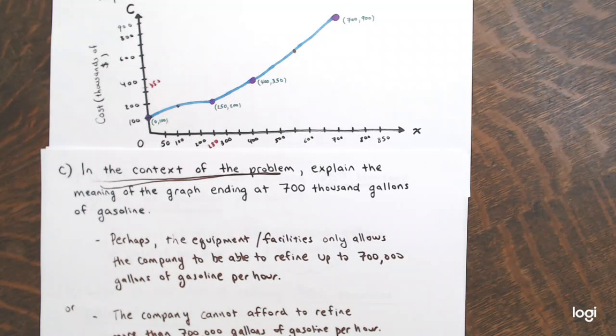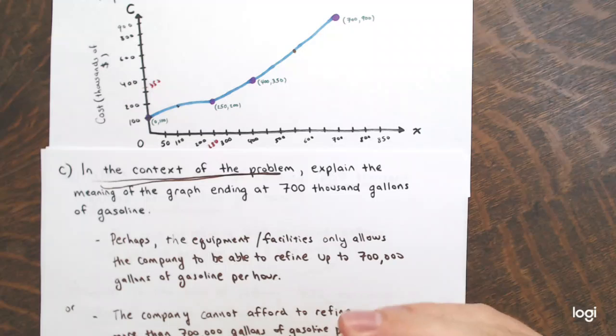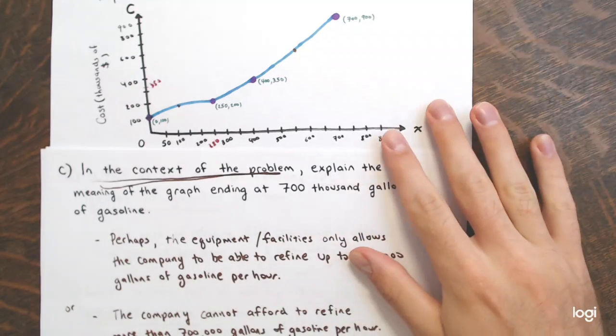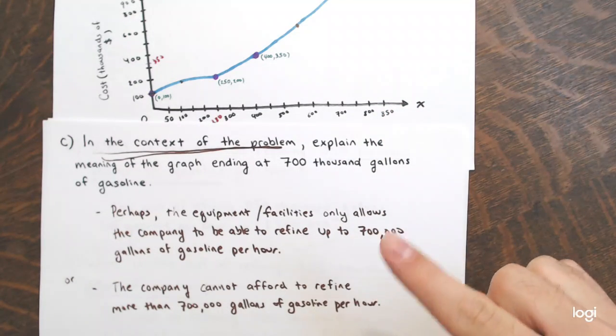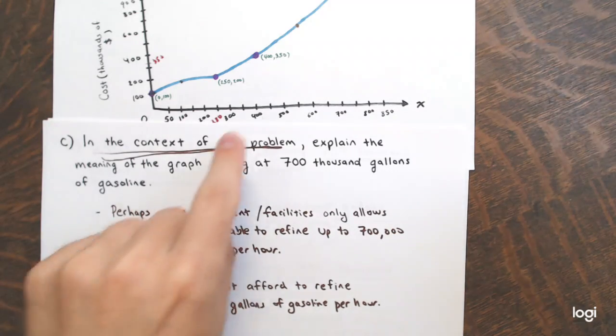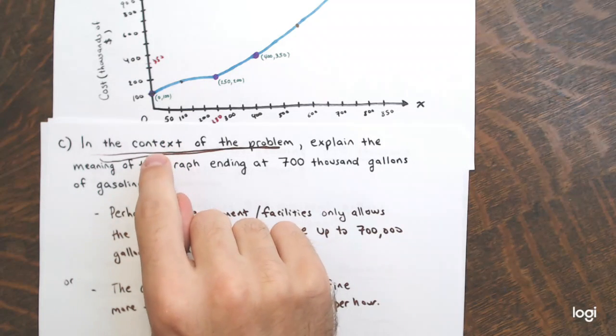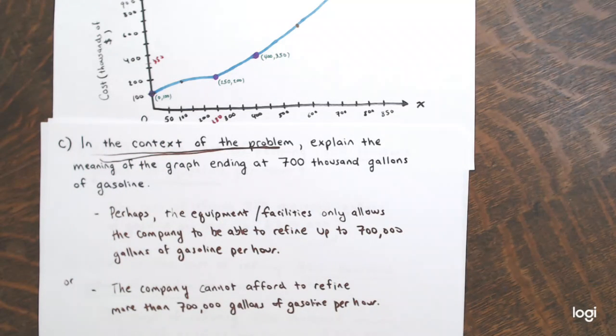You can't just say, "Oh, that's all they felt like doing." I mean, you don't know that. Based on what I'm seeing here in this particular context, these are a couple reasonable explanations as to why they could only go up to 700,000 gallons per hour. Why this graph would stop there. All right. And again, add more if you wish, as long as it makes sense, as long as it means something in the context of the problem.